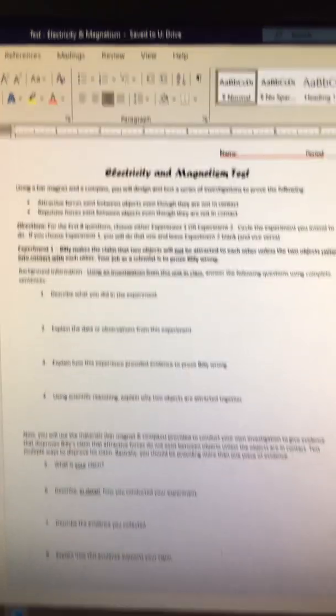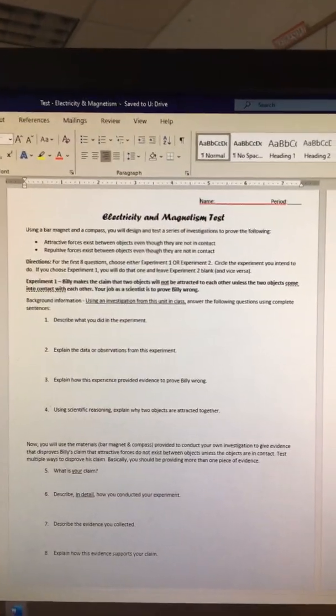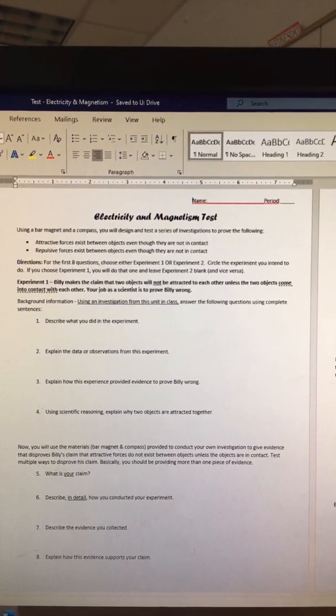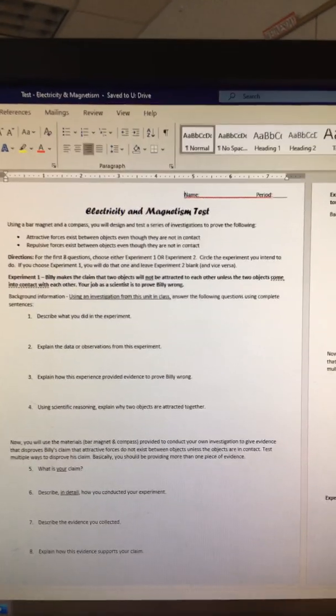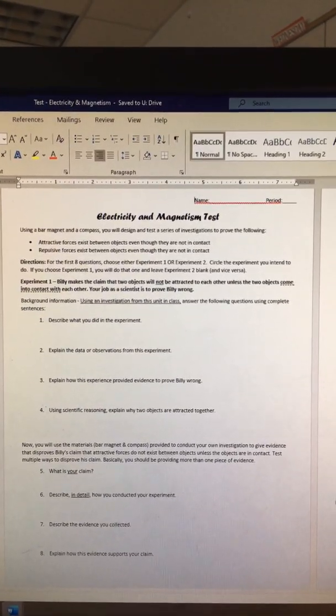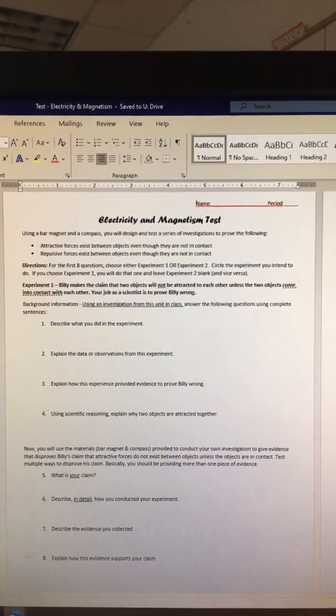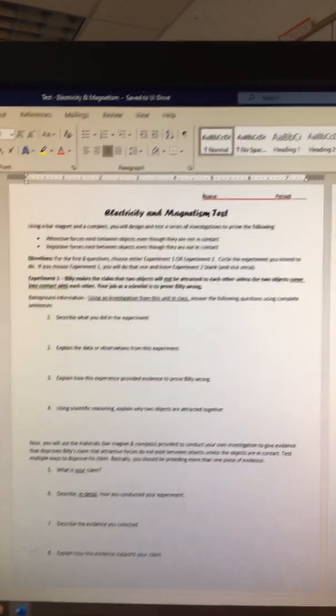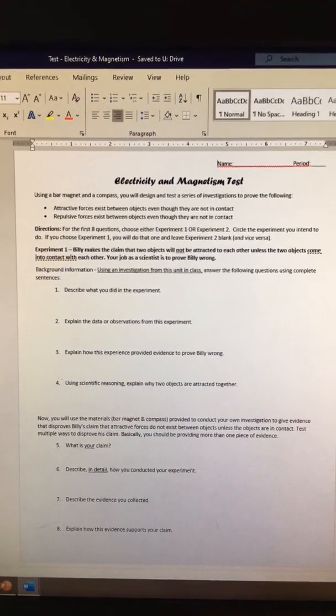On experiment 1, you have Billy, and Billy says that two objects aren't attracted to each other unless they're touching each other. So basically, if I have two magnets that are attracted to each other, they have to be touching in order to be attracted to each other. Okay, you are going to prove Billy wrong if you choose experiment 1.